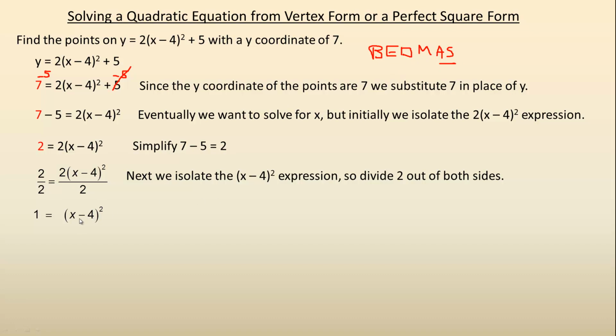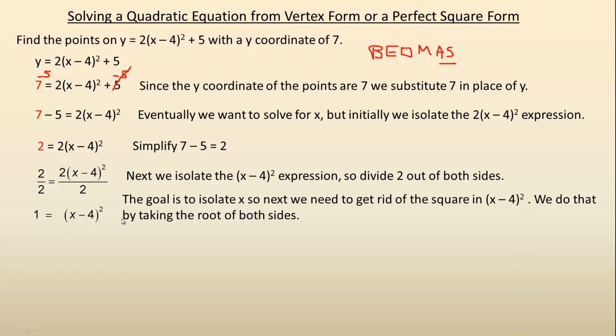I want to isolate for x, so we need to get rid of this square. So that's my exponent. The opposite of squaring is to take the square root. So we take the root of both sides in order to get rid of that square. So now there's 2 roots here. That's what the plus or minus 1 means. On the right side, the square and the square root cancel one another out. They're opposite operations. So that just simplifies to x minus 4. But there's 2 square roots of 1.